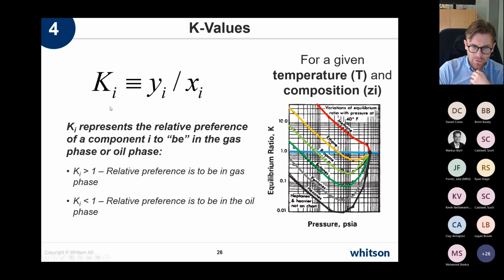An excellent example of a component that we like to have in the gas phase is methane. And a component that loves to be in the oil phase is, for instance, C30+. It loves to be down there below 1. And you see an example here to the right. This is a plot generating K values for a given temperature, let's say reservoir temperature and a reservoir composition, and you can plot the K values versus pressure. That's what you're looking at here. So methane has the highest K values, and then as you go heavier, K values go down.